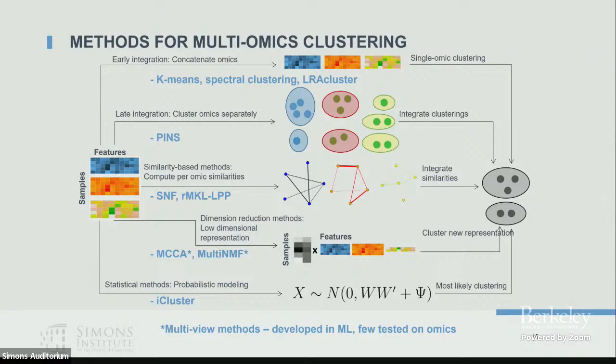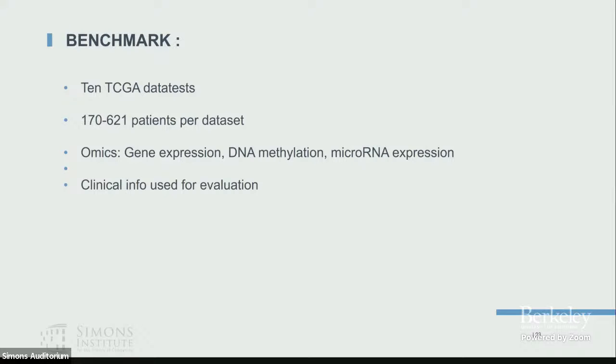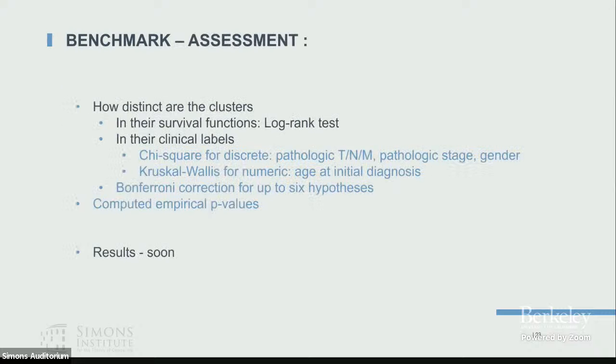So we set out to benchmark these methods on 10 TCGA datasets, each of them containing a few hundred samples, a few hundred patients. And we focused on 3 omics: gene expression, microRNA expression, and DNA methylation. And we set aside the clinical data. There are about a few dozen clinical parameters available for each patient, and we put them aside for evaluation.